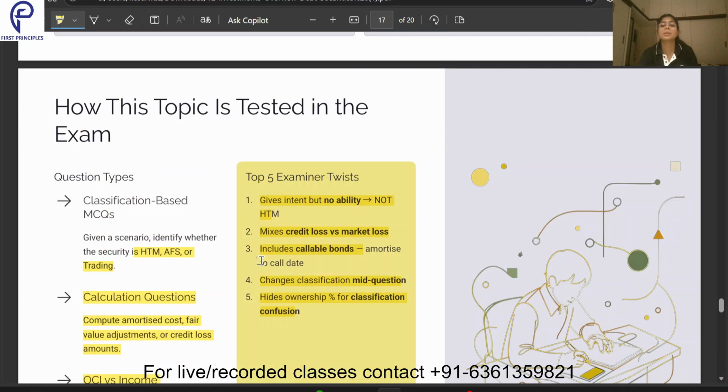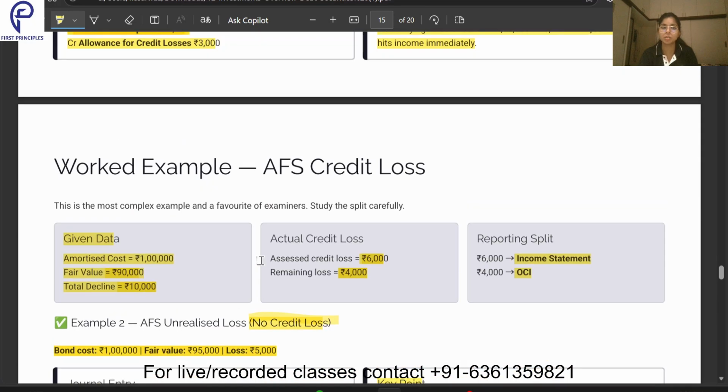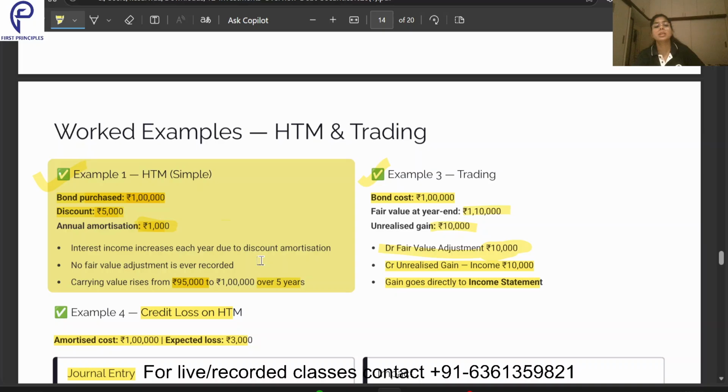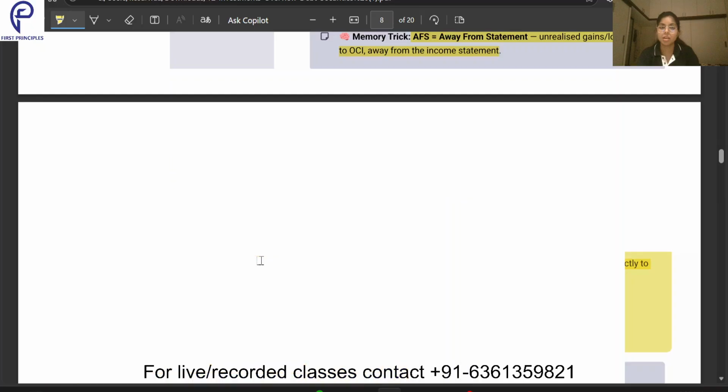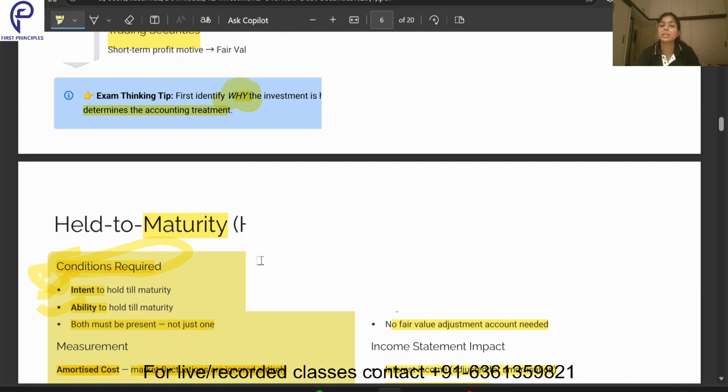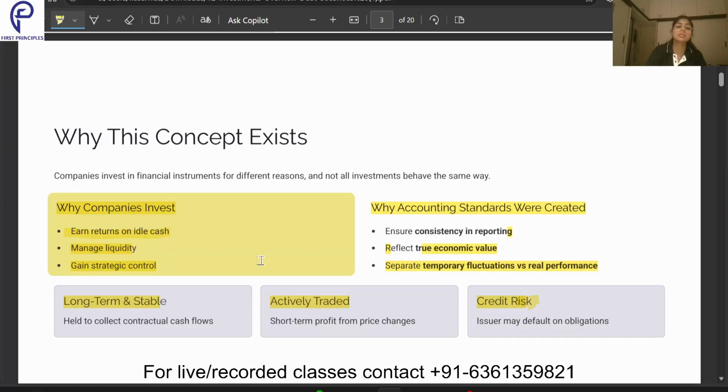This investment in debt securities was a very small chapter. What we need to remember: there are three types of securities, how do we value them and everything, and watch out for the examiner twists and the student mistakes that we are going to make.